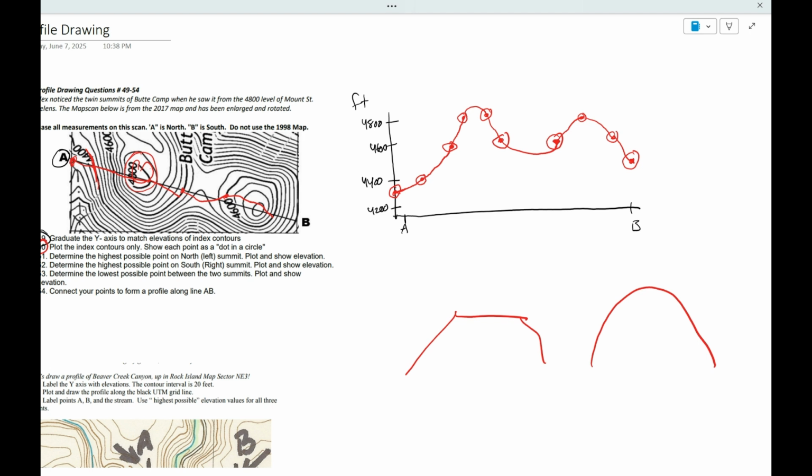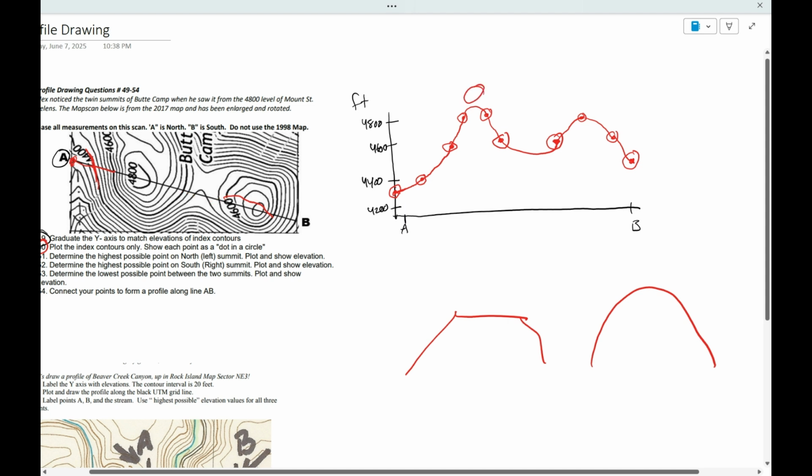Obviously, if you're doing this on paper, it's going to look a lot more accurate. But now it's going to say, determine the highest point on the north or the left summit, plot and show the elevation. And so if you might have guessed, the highest point is this point right here. And so it's asking us to figure out what this point is. And so really, we know that this line is a 4,800 line, this line is a 4,600 line, and that we know it goes up and then back down. All right? And so we know right now, if we take a look at our contour interval, we can see when we have 400 and then 600, it goes up 1, 2, 3, 4, 5 times.